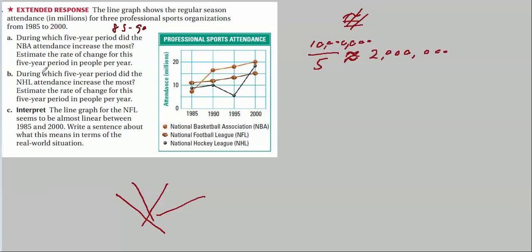Now, during which 5-year period did the NHL increase the most? That's the one with this one here. Well, I would say that looks like the steepest slope to me, doesn't it? I hope it looks that way to you too. So that's 95 to 2000. And what was the rate of change? Exactly the same as the slope. So the slope here, remember, we can put 5 at the bottom right off the bat. We already know that it's a 5-year period, so they've told us the run is 5.